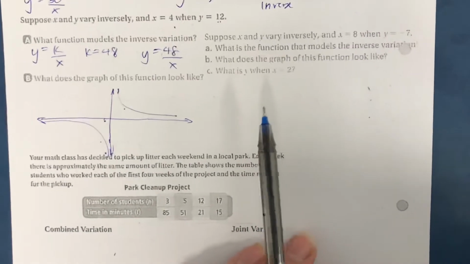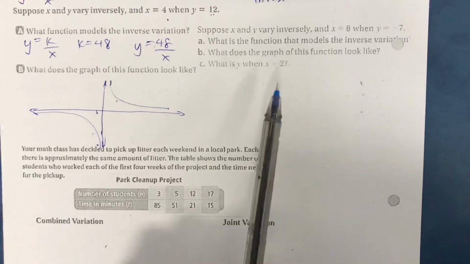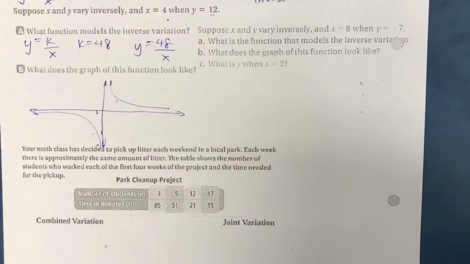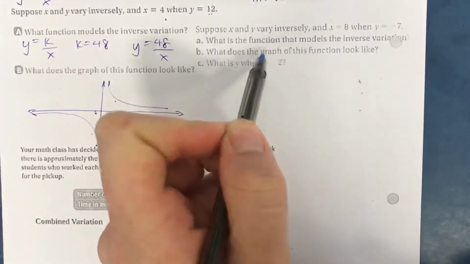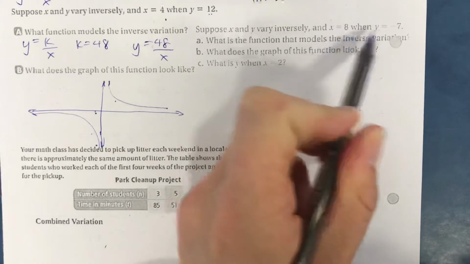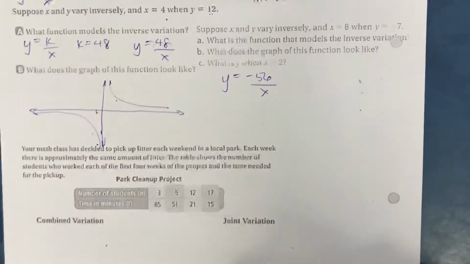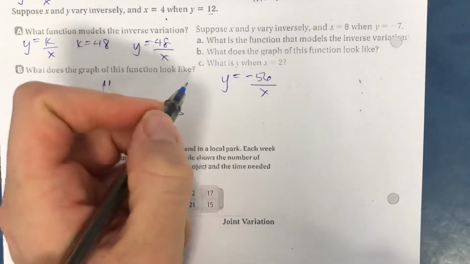So you should try this next one. You should pause the video, you try to find the function, the graph, just a sketch, and then what is y when x is 2. So you should pause, but I'll do it now. We know it's inverse, so I need to find the constant of variation. So 8 times -7 is -56. So y equals -56 over x, using the general form.